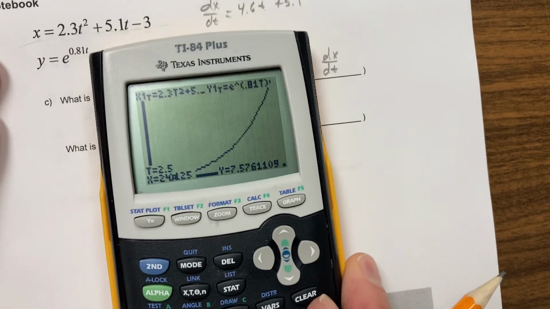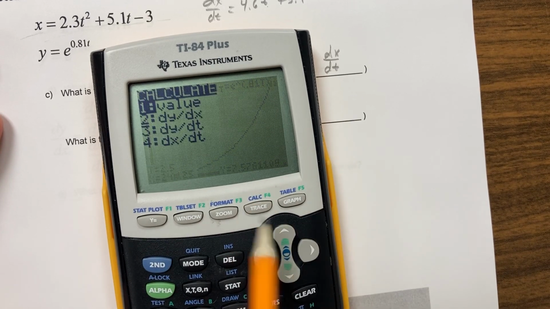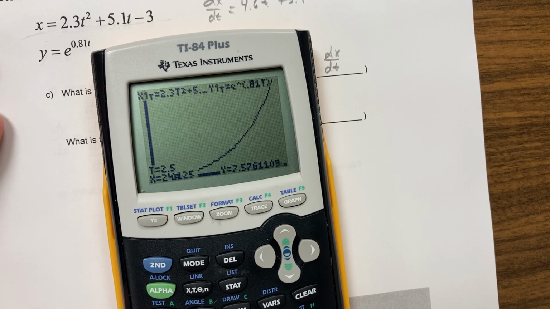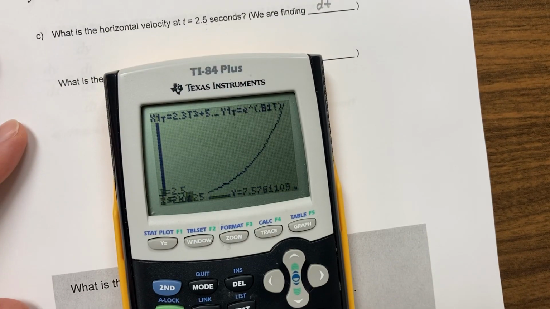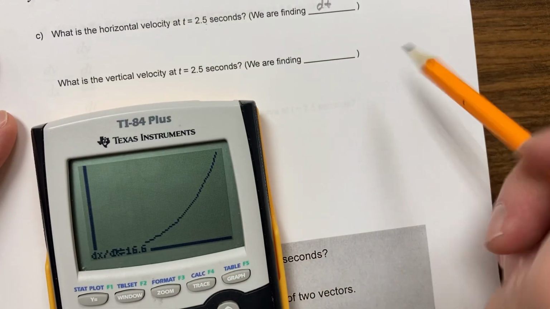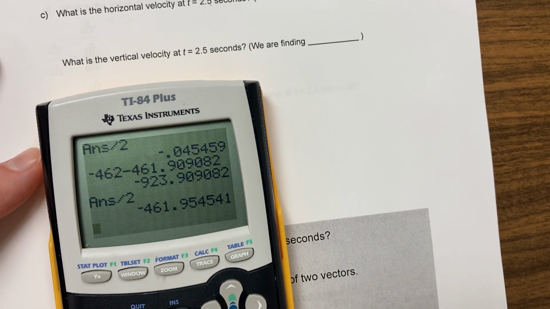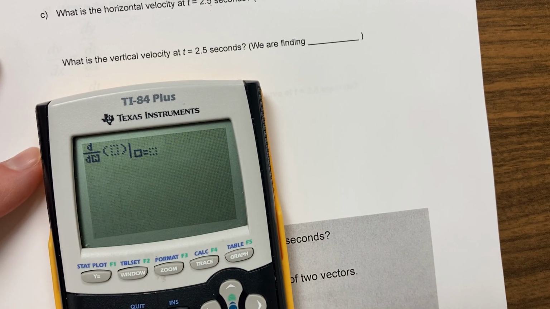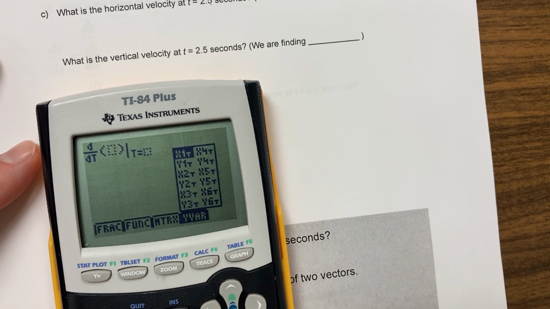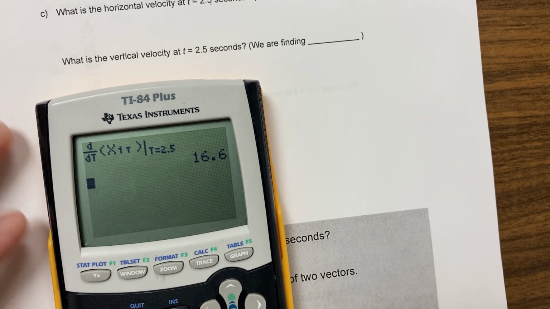I want to show you how to do it on the calculator though. So two ways, since we're on the graphing screen, we can go second, calculate. dx/dt is option 4. So I hit 4 and I type in 2.5 seconds. dx/dt would be 16.6. Or if you're on this screen, you can go math 8, the derivative of alpha trace, and now you pick your x option at t equal 2.5, and we get 16.6 that way.